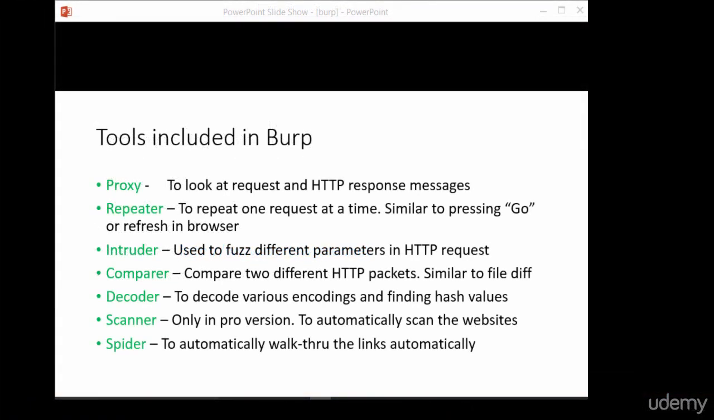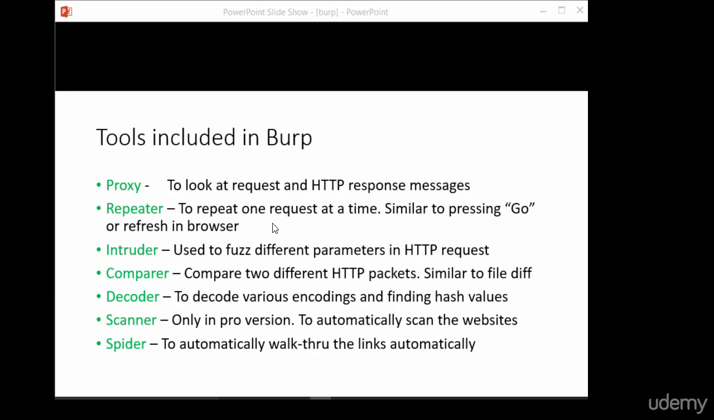Like we saw in the previous slide, Burp Suite is a collection of different tools. So the proxy is the first tool that's included, and it is used to look at the HTTP request and HTTP response messages. And the repeater is the second tool, which is used to repeat one request at a time.